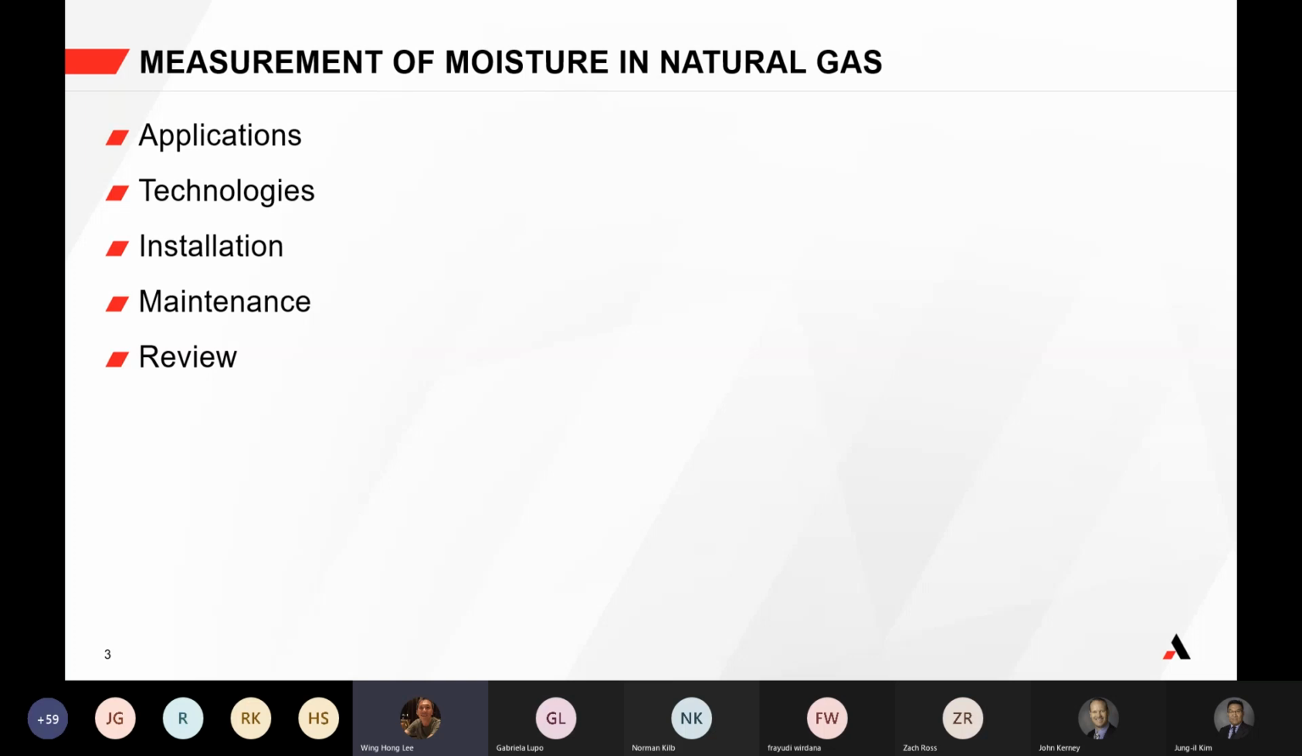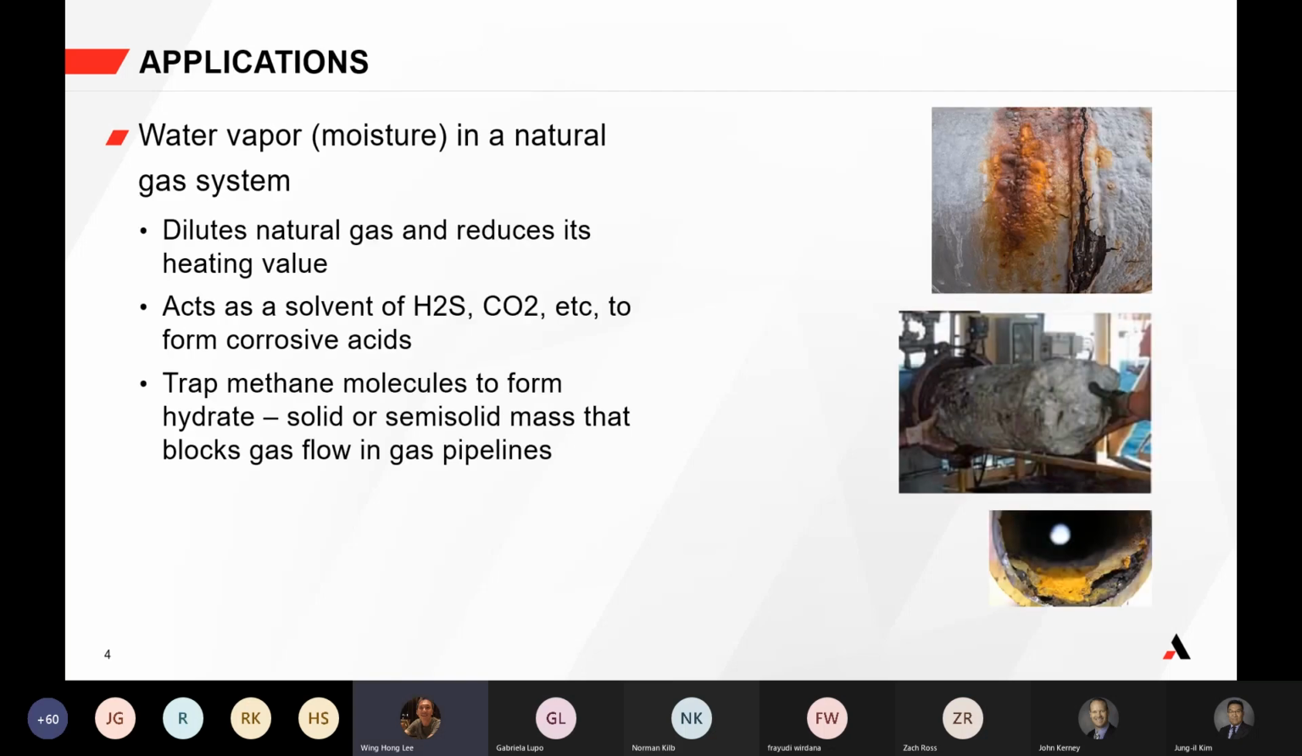In our presentation today, we will look at applications from the perspective of moisture measurement, the most used technologies, recommended installation and maintenance practices, and then we will do a quick review to summarize our discussion today.